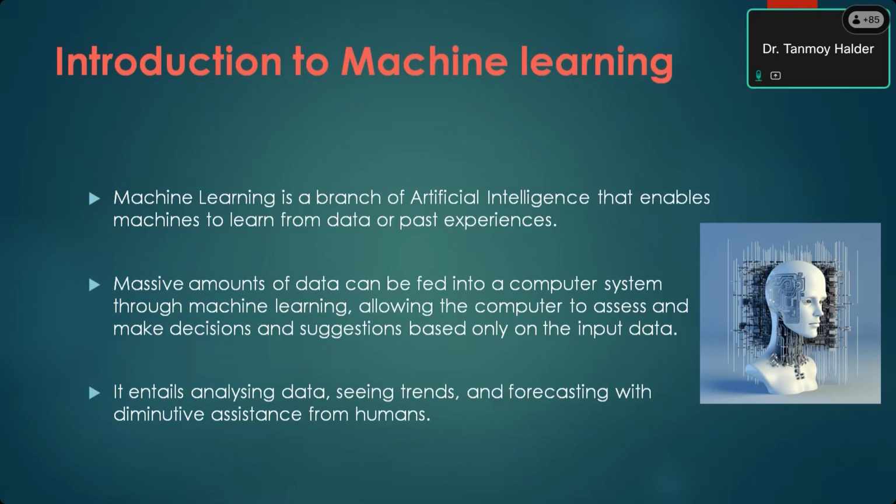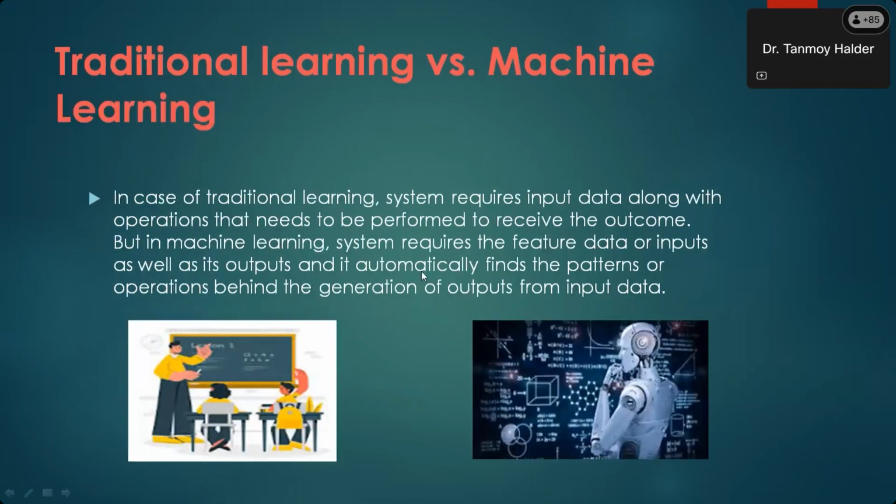So how to do that? Actually, there is a difference between two kinds of learning: the traditional learning that we used to follow in our daily life, and machine learning. So what is the basic difference? In case of traditional learning, I have to provide the input data. Along with that, I have to also provide the operations, how to process the input data.